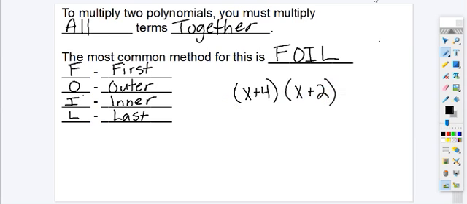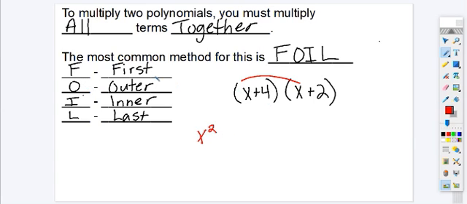Okay, so I'm back. If we had a problem like this and we were going to use this FOIL method, the FOIL method tells me that we would start by multiplying the first terms in both polynomials. So I would multiply the x from this one times the x from that one. That's the first part. And x times x would become x squared.